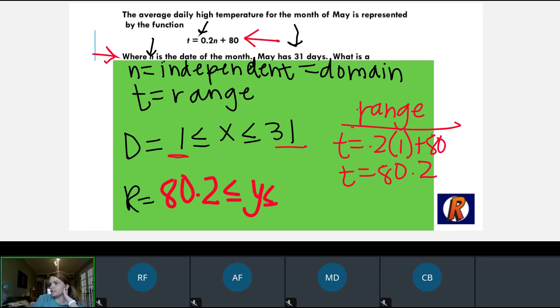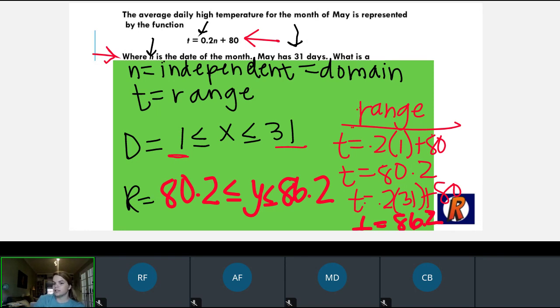All right, so my highest value then would be 0.2 times 31 plus 80. And you would just put that in your calculator. So let's see. 0.2 times 31. Okay, so we would get 86.2. So the range or the temperature can go from 80.2 degrees to 86.2.